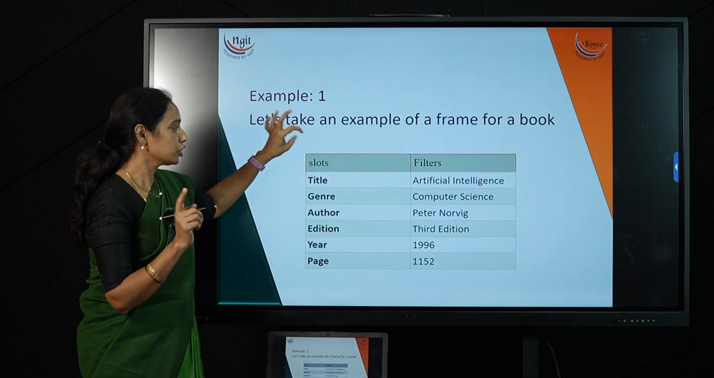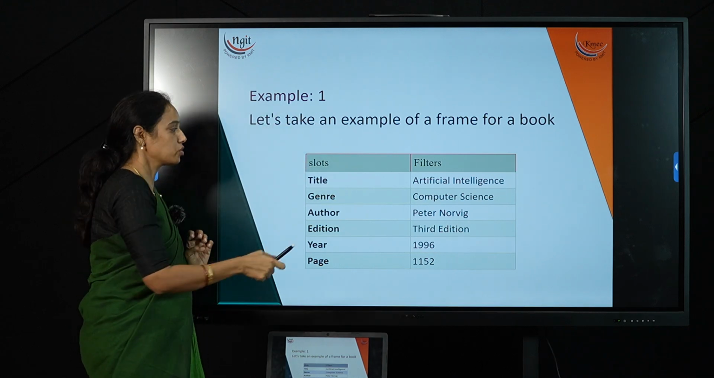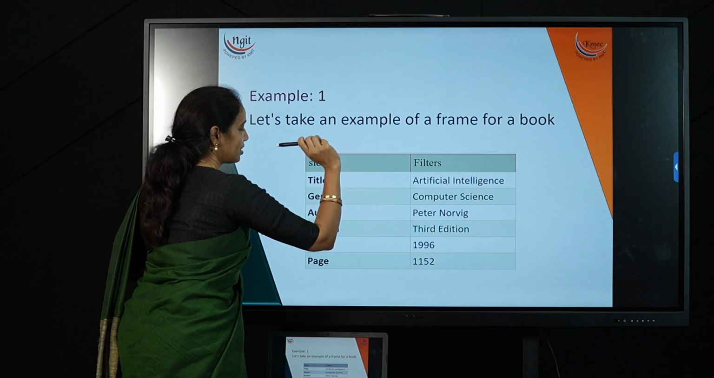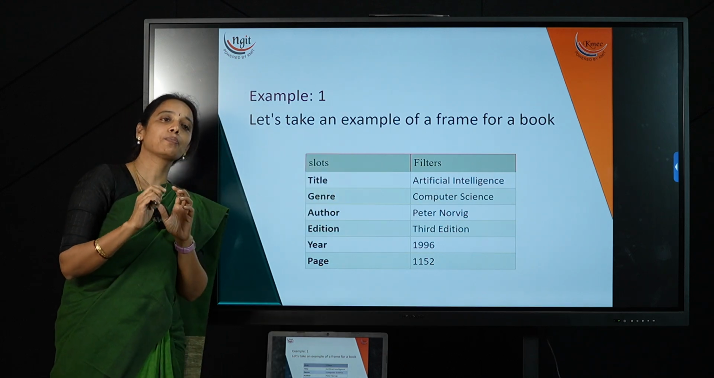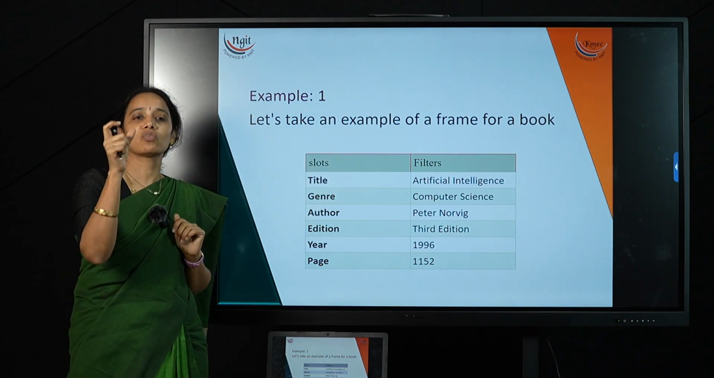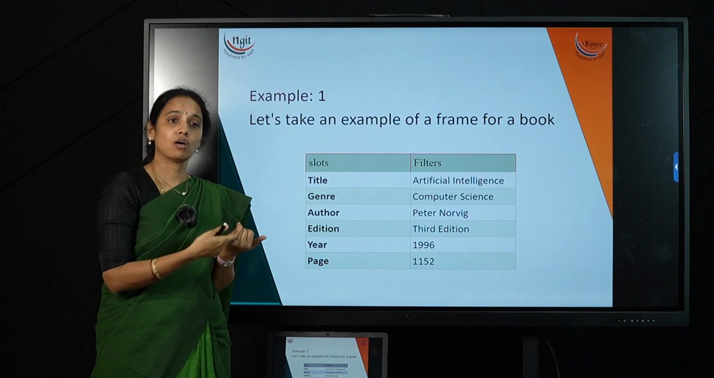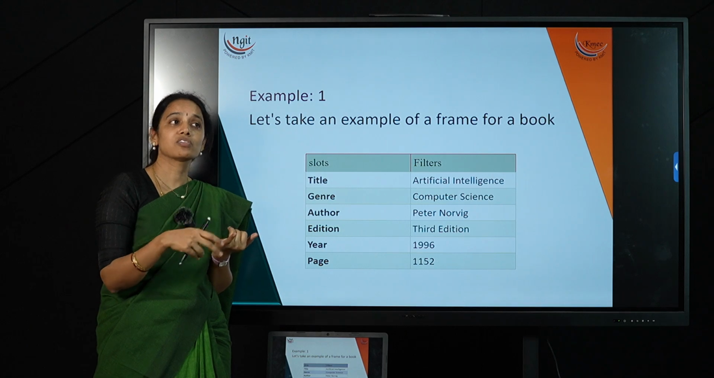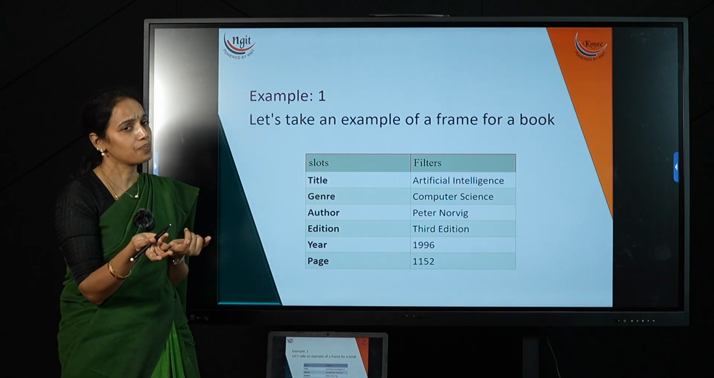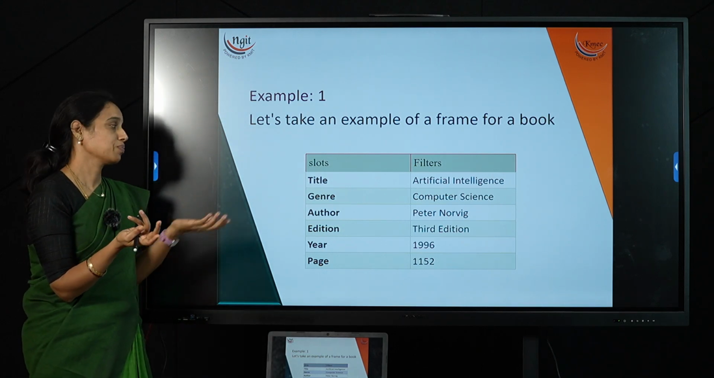I already told you, for a frame we have two attributes. One is slots, the other is fillers or facets, we can also say. If you take the example of a particular book, we know what the main components or main attributes of a book are. Maybe it is title, author, ISBN number, and which year it is published. These are some of the important attributes for a particular frame.